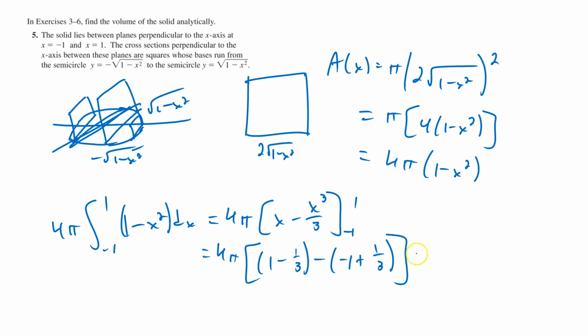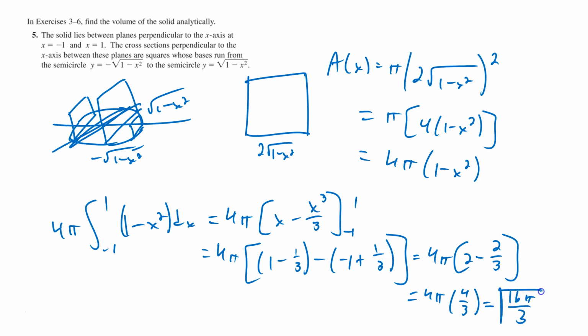Alright, so this is 4 times 1 plus 1, which is 2. Negative 1/3 minus 1 more third is minus 2/3. 2 is 6/3. 6 minus 2 is 4/3. So we have 4 times 4/3, which is 16/3, which is a solution that I was looking at when I was doing the last one, so that's why I thought 16/15 was wrong, but this is right. So 16/3.